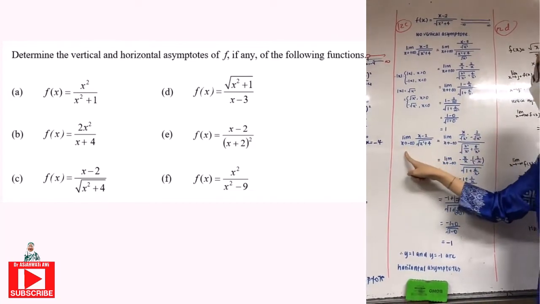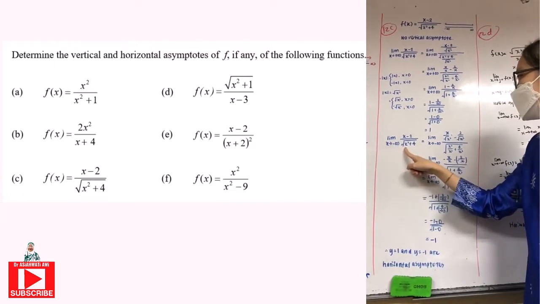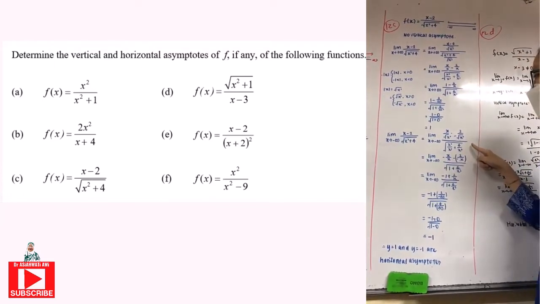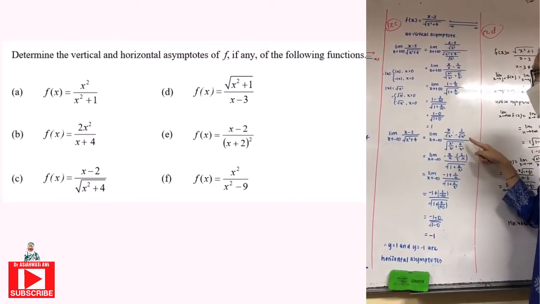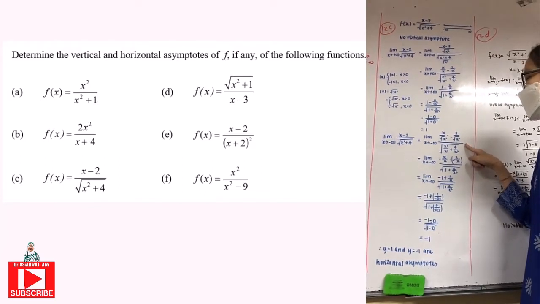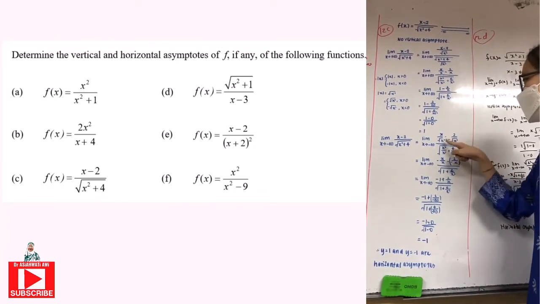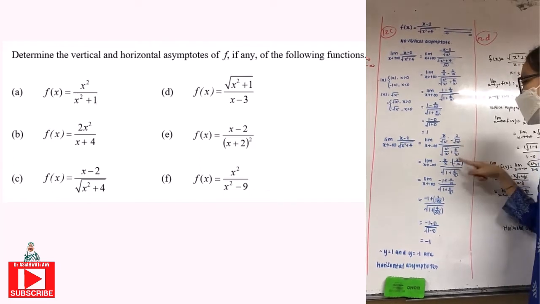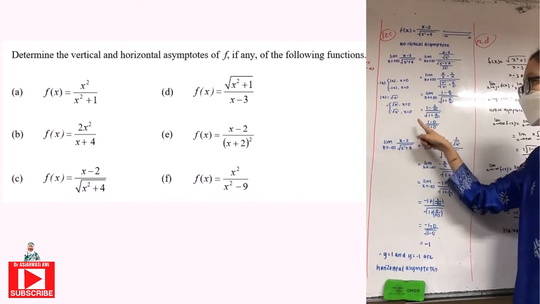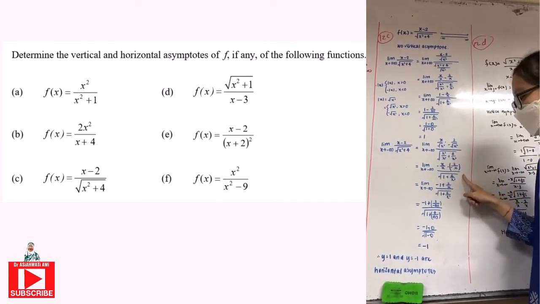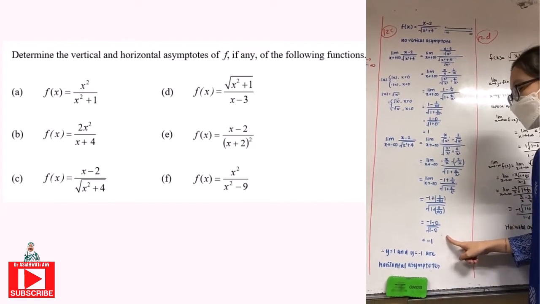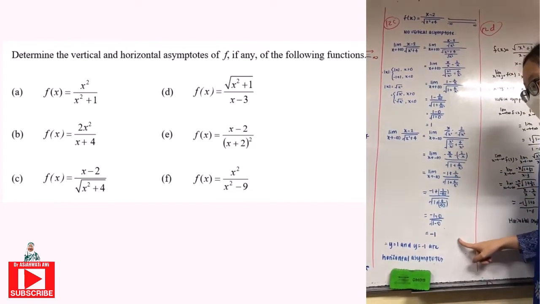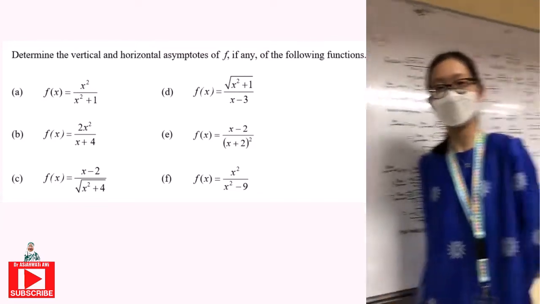Same as x approaching negative infinity, we divide by the greatest degree in the denominator, and here the square root of x squared will become negative x because x is less than 0, and then we get the final answer of negative 1. So y equals 1 and y equals negative 1 are the horizontal asymptotes.